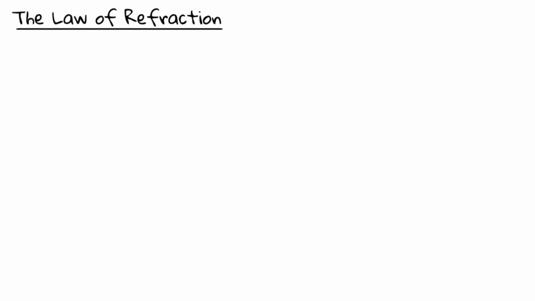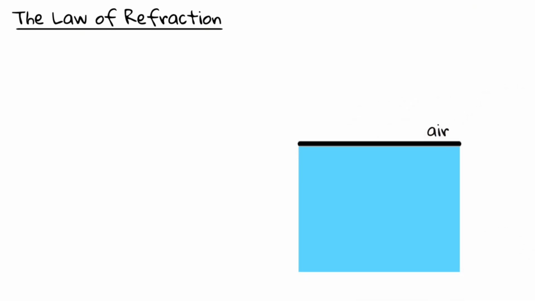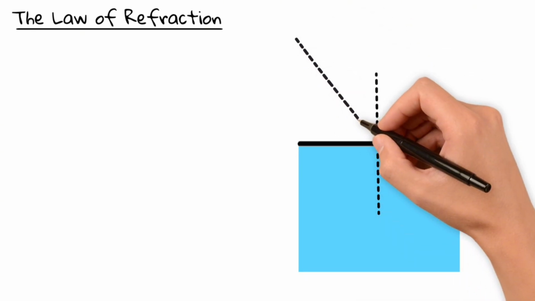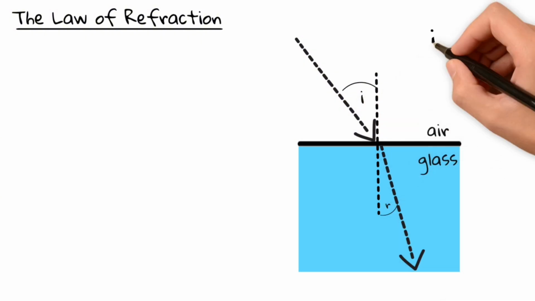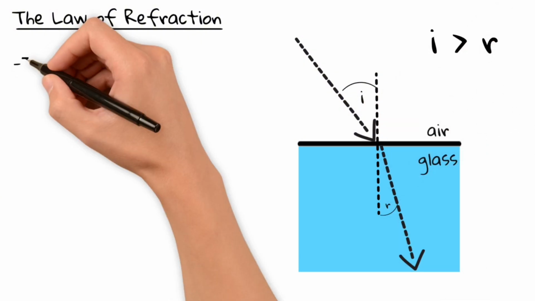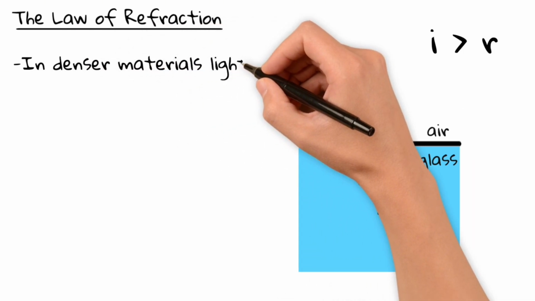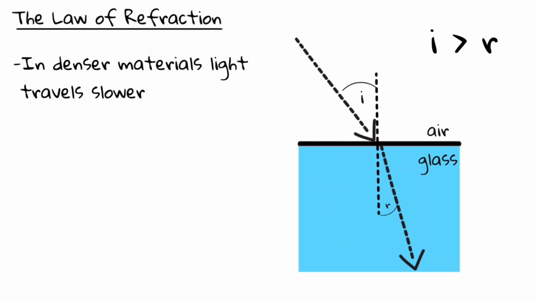Now let's look at refraction. This happens when light bends as it passes from one material into another. Why does it happen? It's because light changes speed in different materials. In denser materials like water or glass, light slows down.